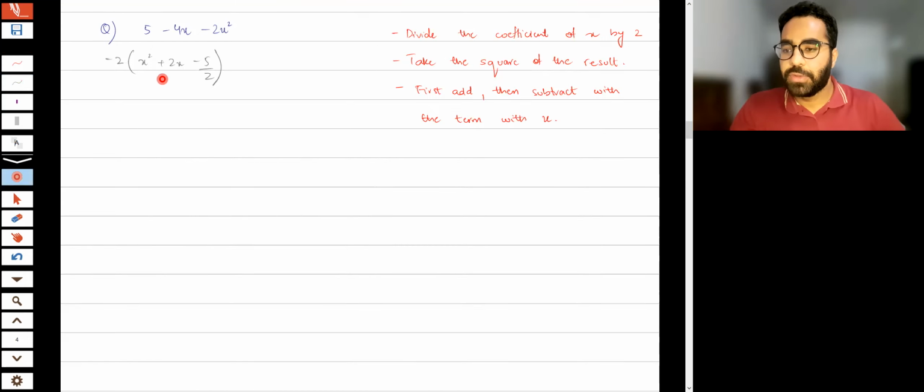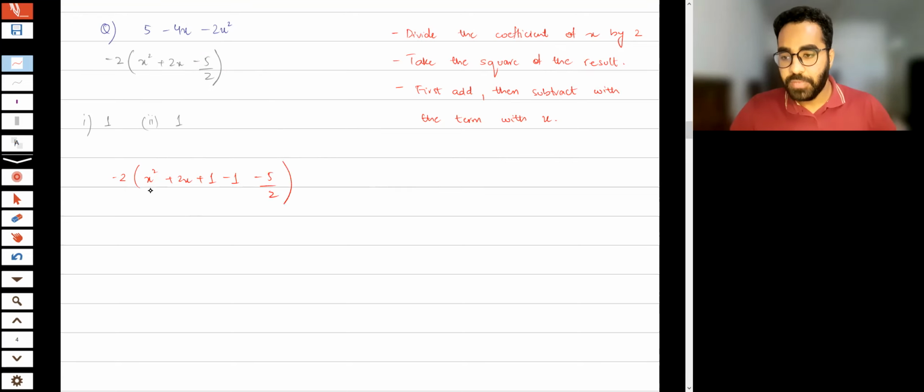The first rule is to divide the coefficient of x by 2. The coefficient of x is 2, so 2 divided by 2 is 1. Take the square of the result. The square of 1 is just 1. Then you have to add and subtract it to the term with x. The term with x is 2x, so I will add and subtract with it. I get -2 times x squared plus 2x, add 1 and subtract 1, and -5/2 will come over here as it is.